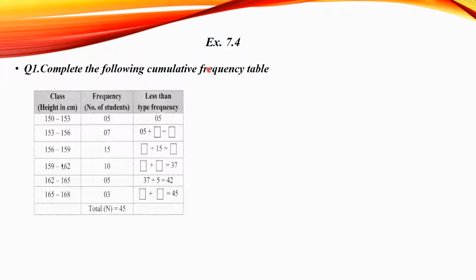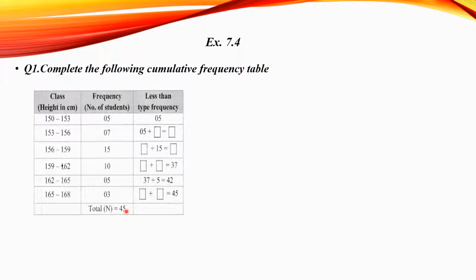Let's start exercise 7.4, question number 1. Complete the following cumulative frequency table. The class of height is given in centimeters. 150 to 153, frequency is 5. 153 to 156, frequency is 7. 156 to 159, frequency is 15. 159 to 162, frequency is 10. And 162 to 165, frequency is 5. 165 to 168, frequency is 3. Total number of frequency, that is n, is equal to 45.